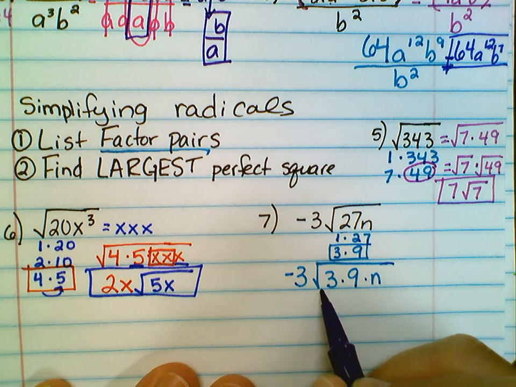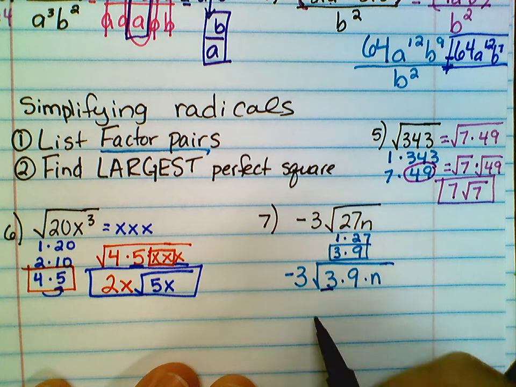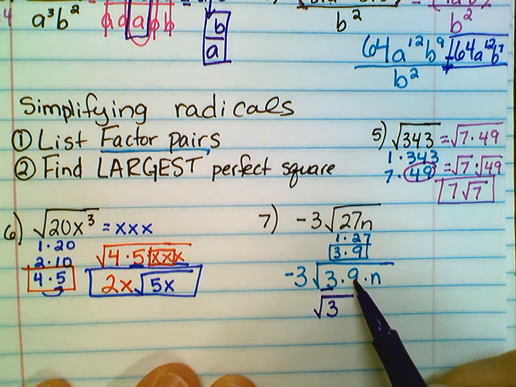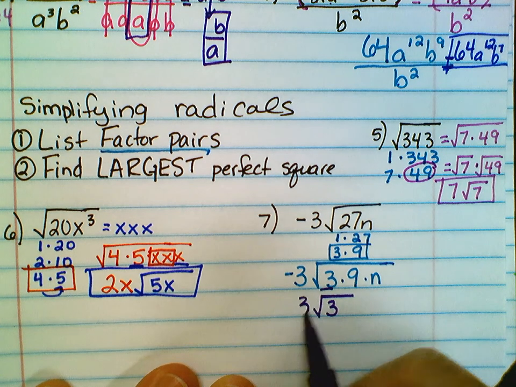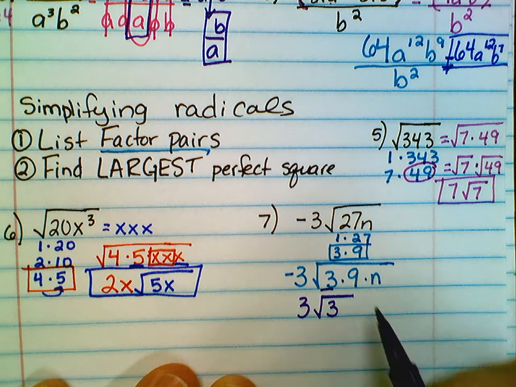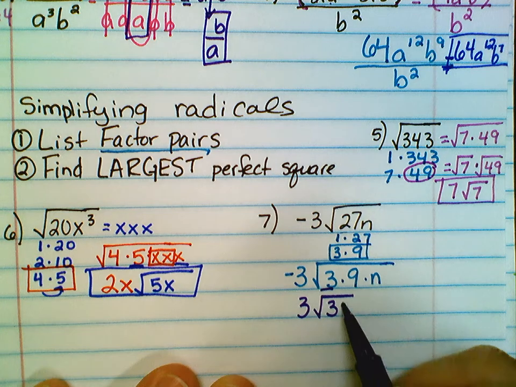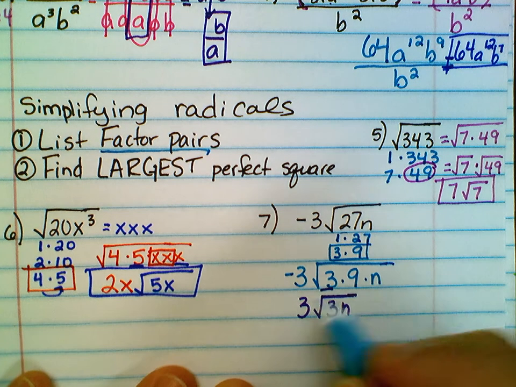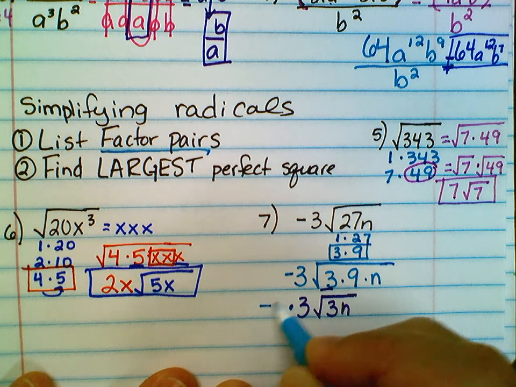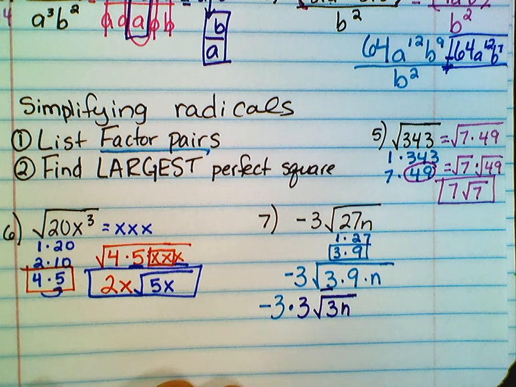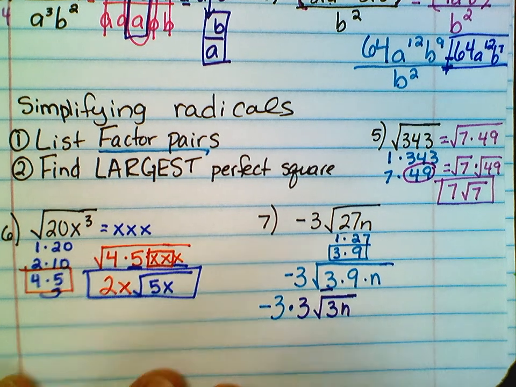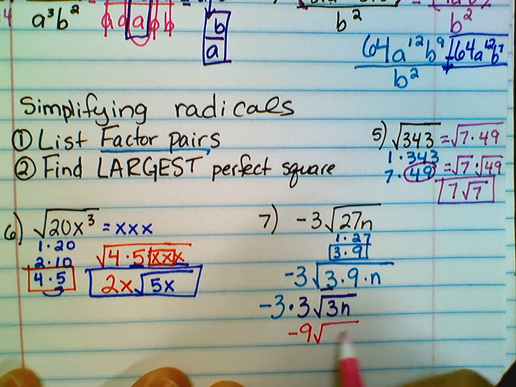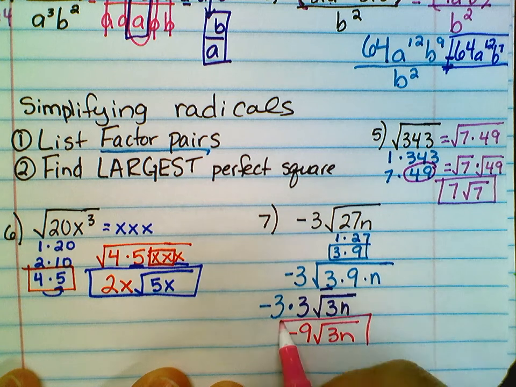So the square root of 3, I cannot simplify that. The square root of 9 is 3, so that's now out front. And then this little n, there's nothing I can do with that, so it has to stay under the radical. Now I can't forget the negative 3 that was originally in front, so I have to multiply those together. So my final answer is negative 9 times the square root of 3n.